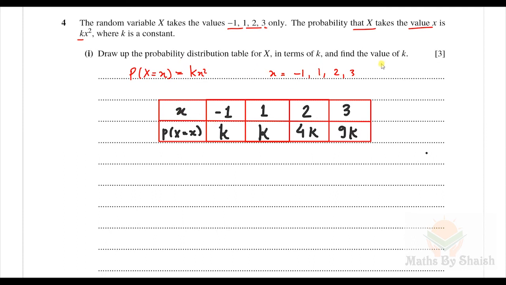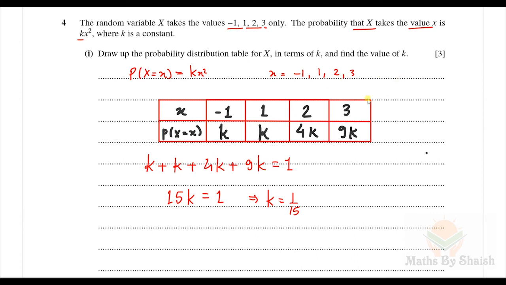We know that if it is a probability distribution, the sum of all the probabilities for these possible values of x would be 1. So it means k plus k plus 4k plus 9k should be 1, or 15k is equal to 1. That's why k would be 1 over 15. That is the value of k, because this is a probability distribution, so we use that property, even though it is a discrete probability distribution. So let's do the second part.